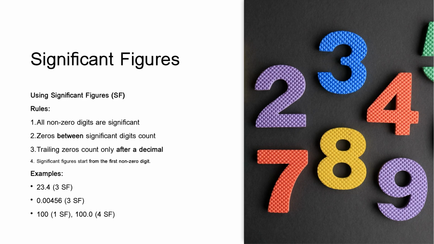When we record a measurement, the number of digits we use communicates how precise our instrument was. These are called significant figures. There are a few key rules. All non-zero digits are always significant. Zeros between non-zero digits are also significant. However, leading zeros, the ones at the start of a small decimal, are not significant. They are just placeholders. Trailing zeros are only significant if there is a decimal point in the number. For example, in the number 0.050, there are only two significant figures, the 5 and the final 0.